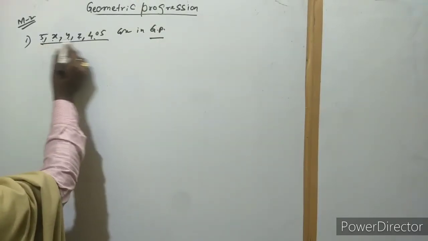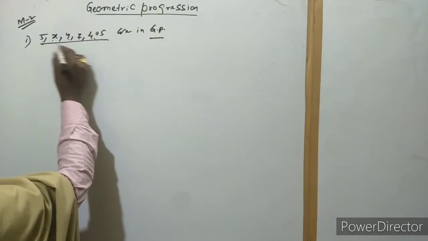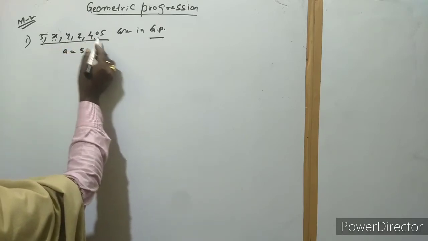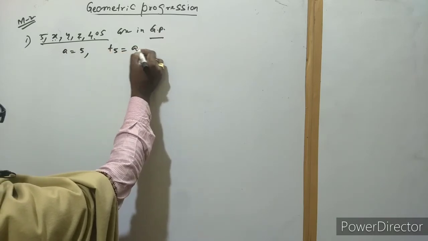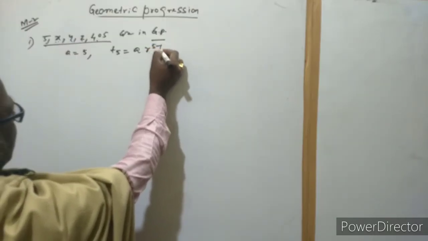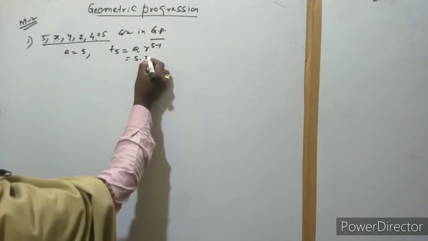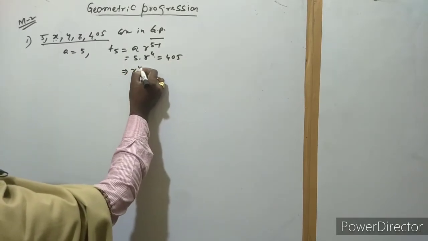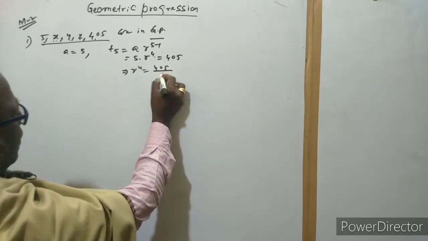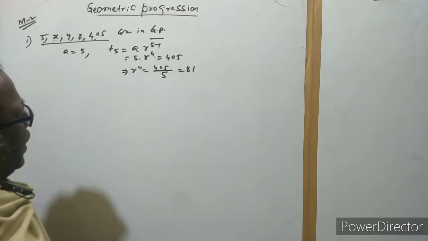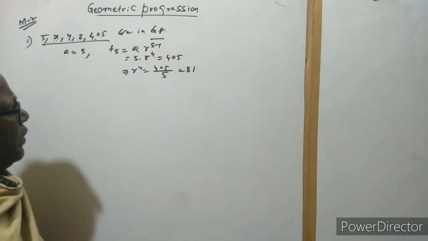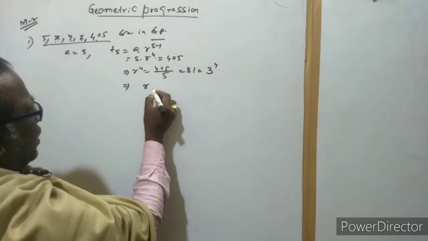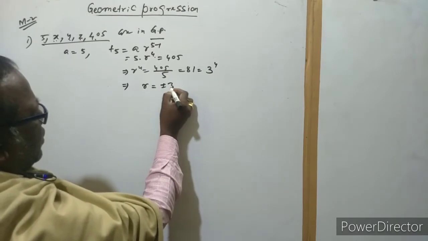See, this is the first term and this is the last term. So you can write here a is 5, and the last term, first, second, third, fourth, fifth. So T fifth is a into r to the power 5 minus 1. a means 5, and r to the power 4 is equal to 405. So r to the power 4 is equal to 405 by 5, that is 81, which is 3 to the power 4. So you can take plus or minus 3 here.